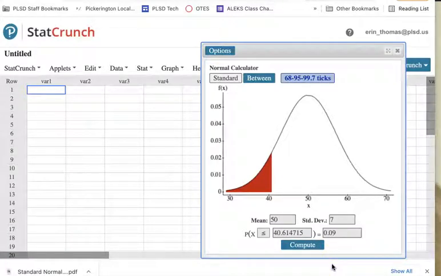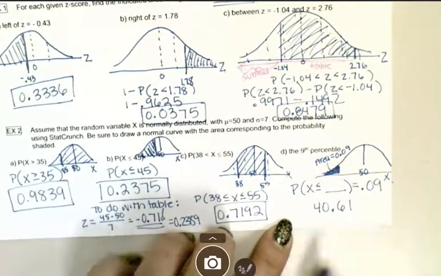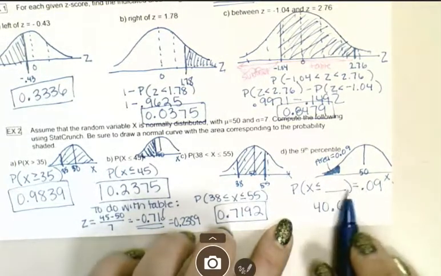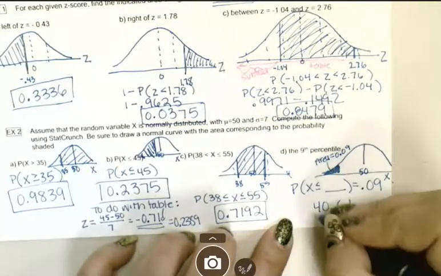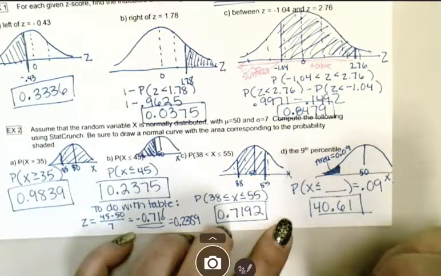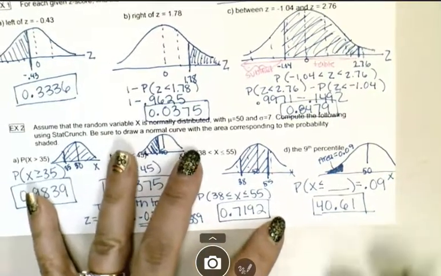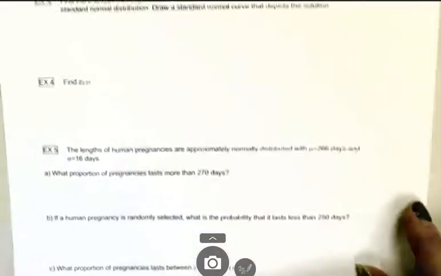So what I did is I did probability of X less than or equal to blank equals 0.09. And it gave me 40.61 approximately. The only work I need is to know what you typed into StatCrunch, which was this. And this gave me my answer. All right, hopefully that seems easy enough to find those probabilities, to find that value.